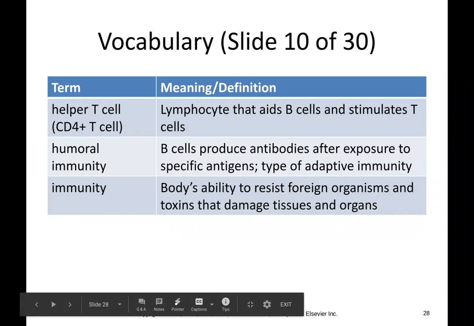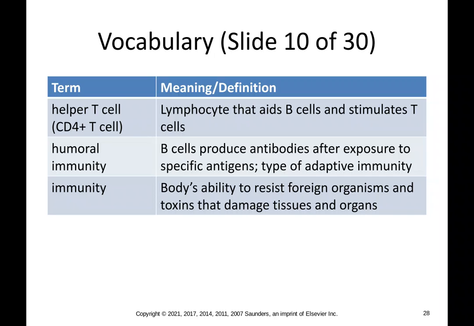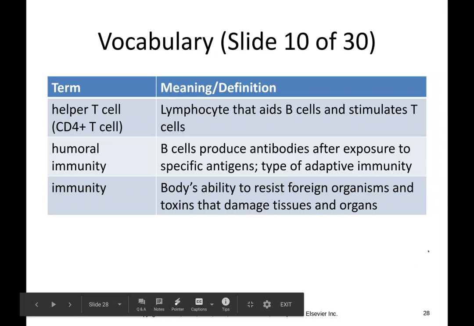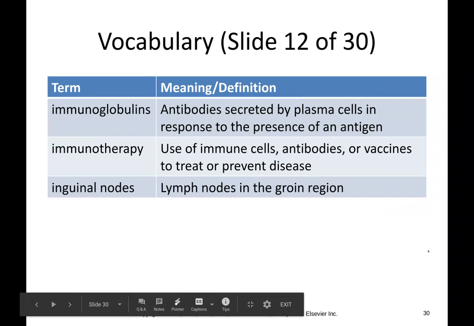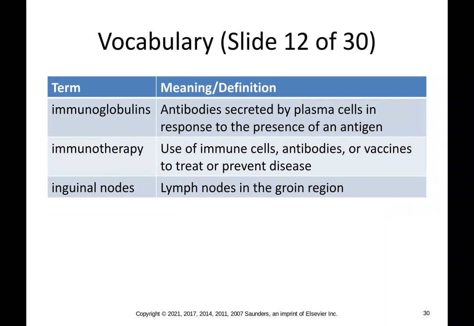Helper T cells are the lymphocytes that aid B cells and stimulate T cells. Humoral immunity. These are when the B cells produce antibodies after exposure to specific antigens. This is a type of adaptive immunity. Immunity is the body's ability to resist foreign organisms and toxins that damage tissues and organs. Immunoglobulins are antibodies secreted by plasma cells in response to the presence of an antigen. Immunotherapy is the use of immune cells, antibodies, or vaccines to treat or prevent disease.